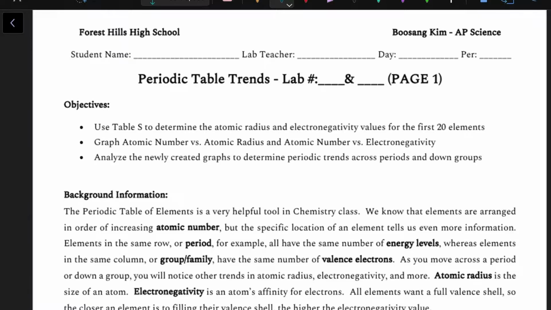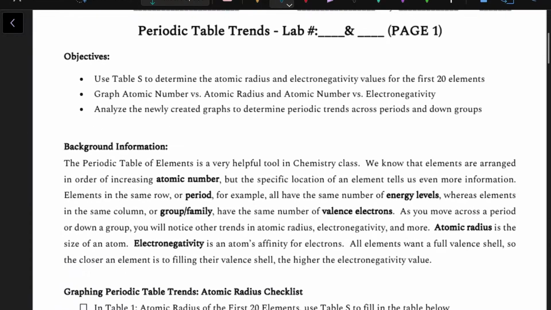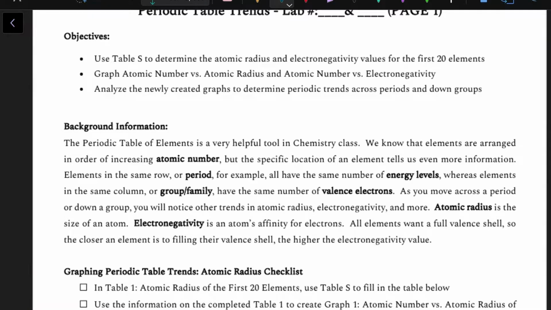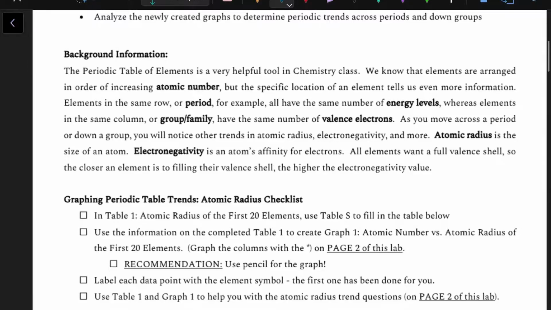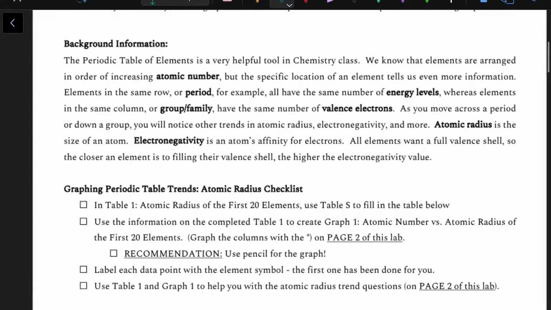This lab is on periodic table trends. And so our objectives say we're going to be using Table S to determine the atomic radius and electronegativity values for the first 20 elements. We're going to graph those two values against atomic number and then be able to determine trends that occur across periods and down groups. So you have some background information that gives you some info on what atomic radius is, what electronegativity value is, what groups are, what periods are, and other useful stuff.